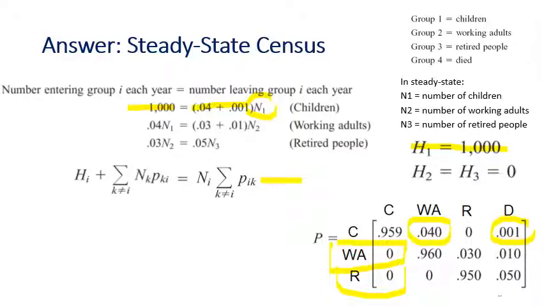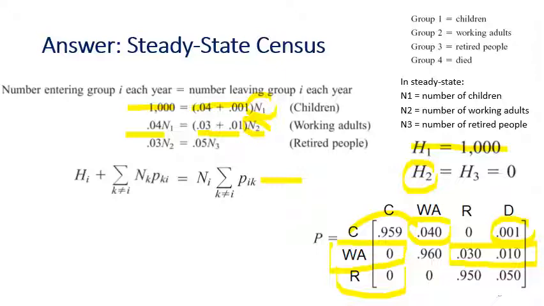Now for the working adults, we do not have those who are born as working adults immediately. So we only have the entrance from children to working adults. So 0.04 times N1, because N1 is the number of children. So 0.04 of children will enter the group of working adults each year. And then from working adults, 0.03 will leave this group because they retire, and 0.01 will leave this group because they die. So those are this number multiplied with N2, which is the number of working adults.